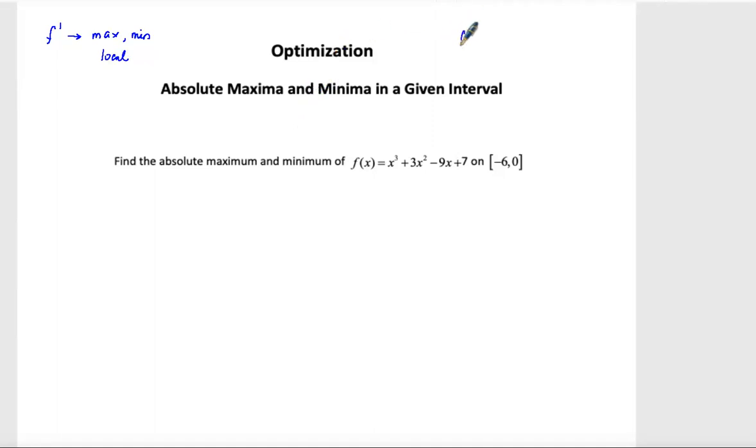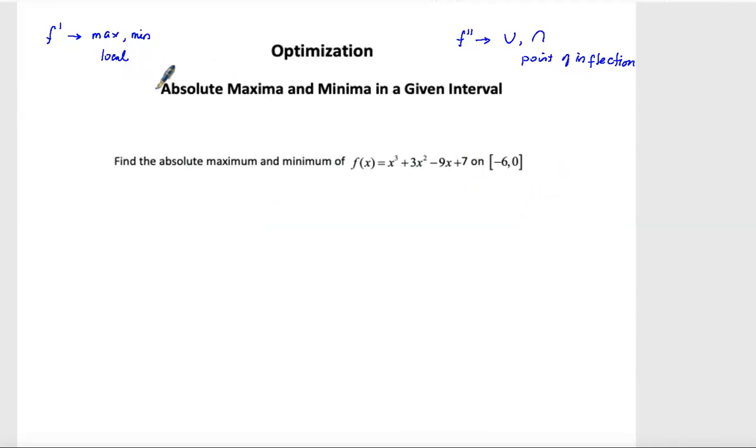On the other hand, the second derivative, f double prime, tells us where the function is concave up or concave down. It also tells us the point of inflection, and the point of inflection is where the graph changes concavity. Okay, taking this in and applying it to optimization, let us take a look at the following problem.